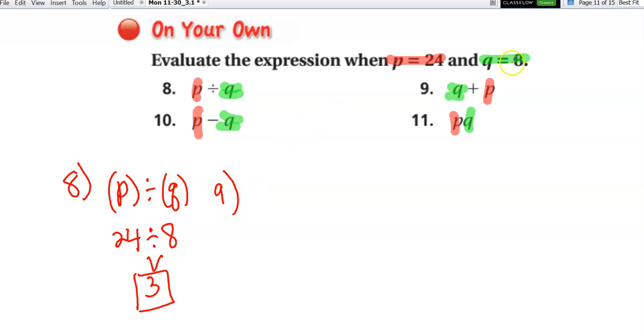Okay, let's look at number 9. Q goes first, and Q is the green one, so I need to write 8 first. 8 plus 24, and then I know I can do mental math on that one and get 32. Okay, number 10.